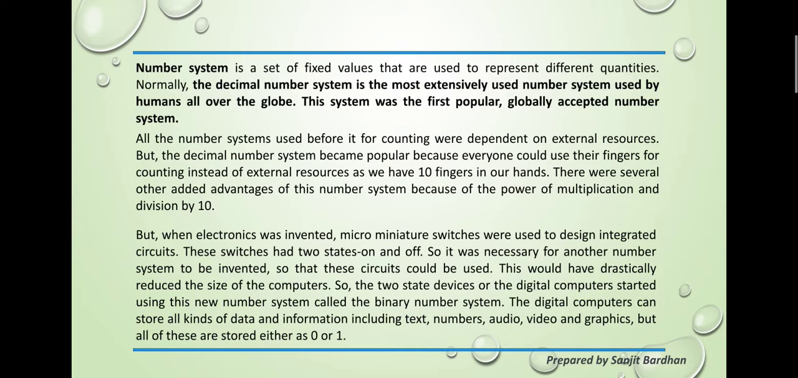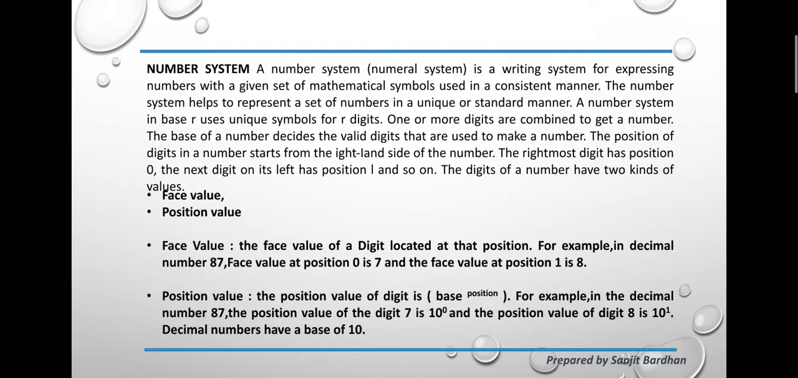The binary system can store all the data and information including text, number, audio, video and graphics. All of these are stored as either 0 or 1, okay. So move on to next. Here you can see the number system. A number system is a written system of expressing numbers with a given set of mathematical symbols used in a consistent manner. The number system helps to represent a set of numbers in a unique standard manner. A number system is based on a base and unique symbols or digits.